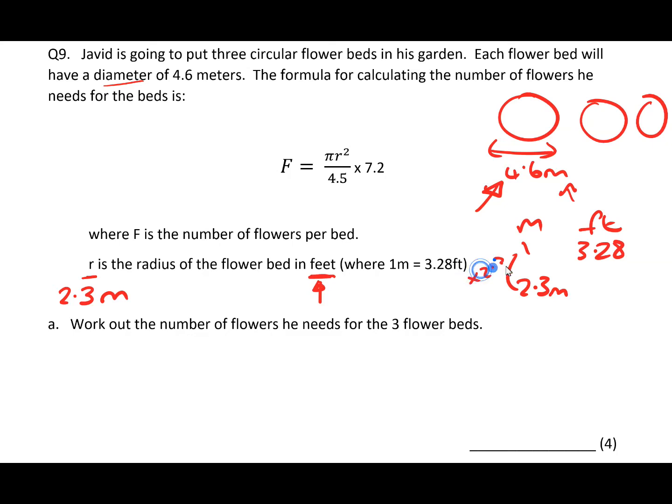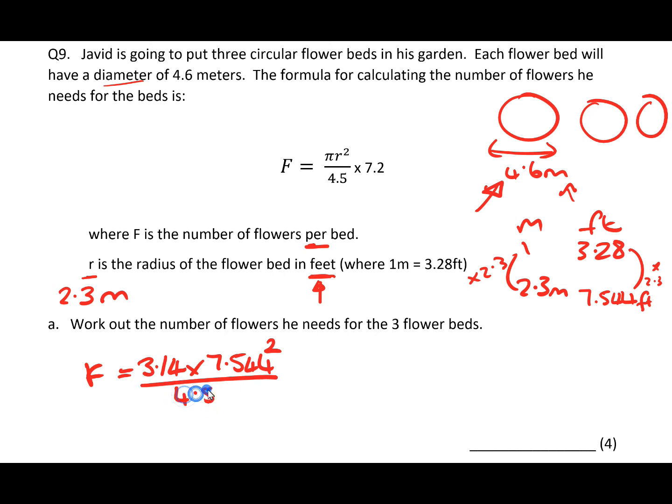So we've multiplied this side by 2.3. We do the same on the other side. So multiply by 2.3, and we end up with 7.544 feet. So now we can put those numbers into our formula. So F is the number of flowers we need for one bed. So pi is 3.14 times the radius in feet, which is 7.544. Then we square it. It's all divided by 4.5, and then we multiply by 7.2.